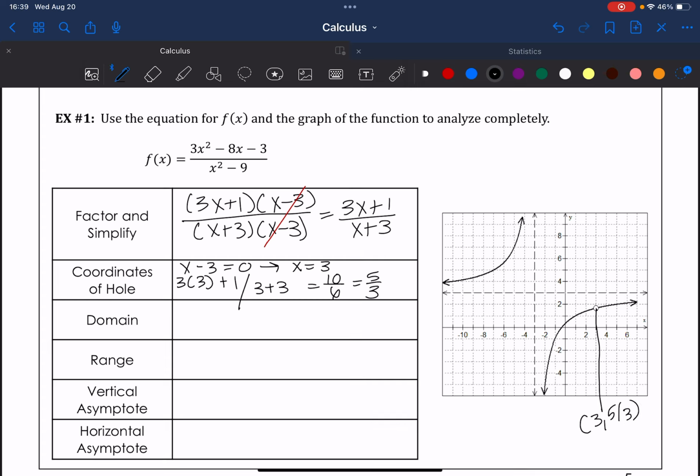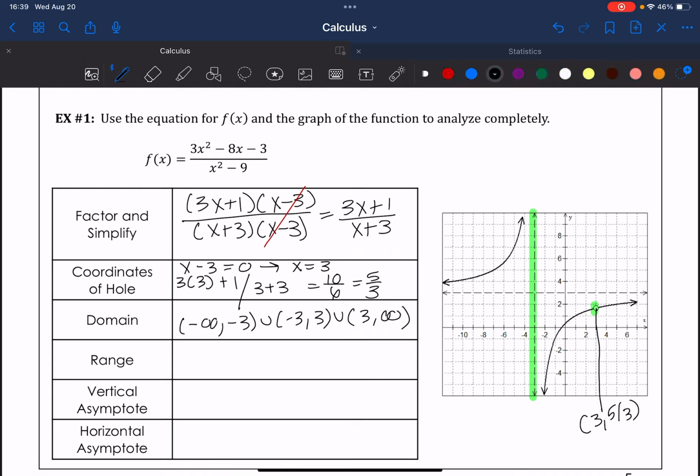5/3). And then our domain: when looking at this, we have to keep in mind not only the hole that we just identified, but also the vertical asymptote. So when writing this, it would be negative infinity to negative 3, union negative 3 to 3, union 3 to infinity. That is keeping in mind the vertical asymptote and the hole.